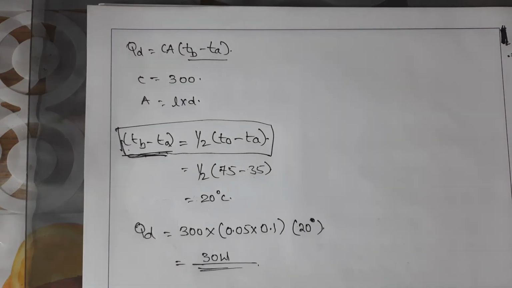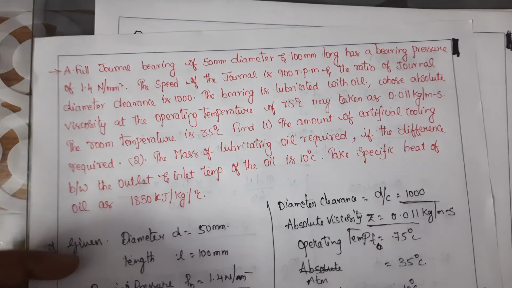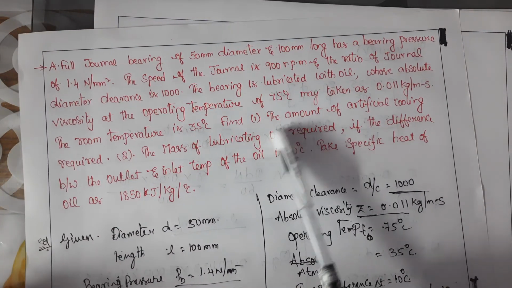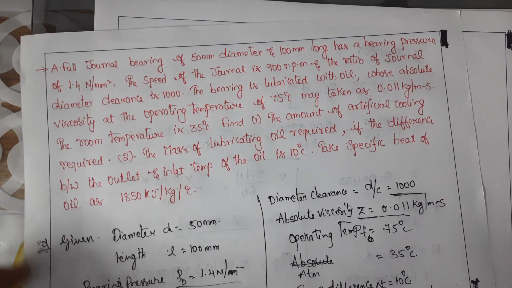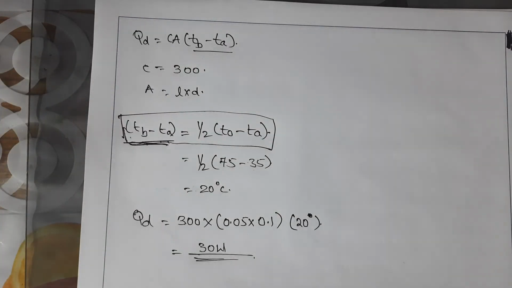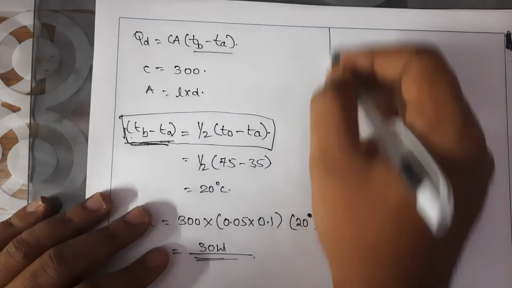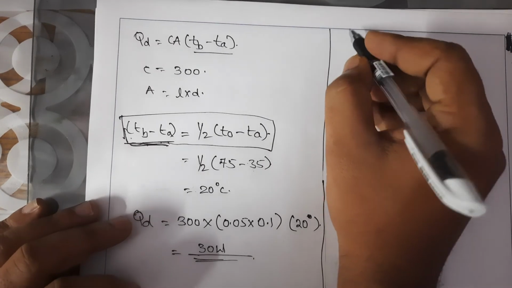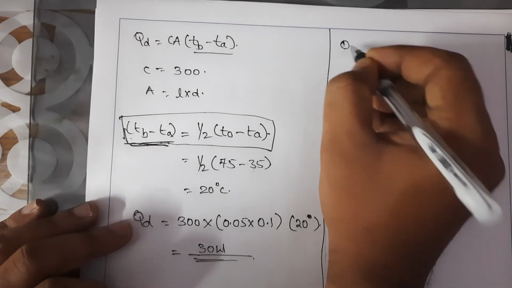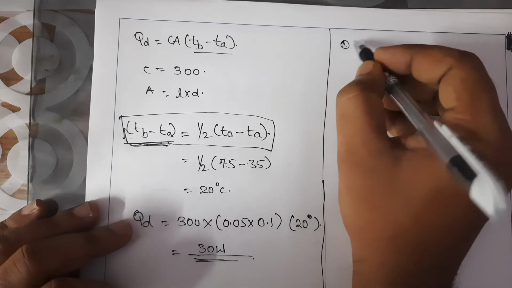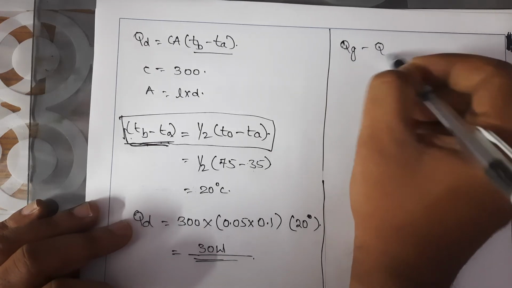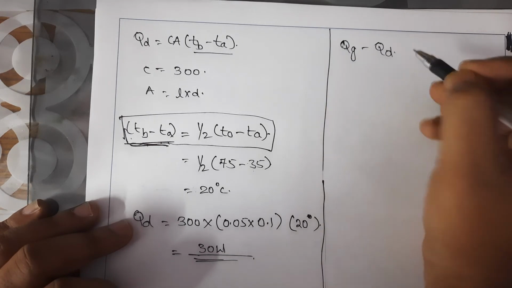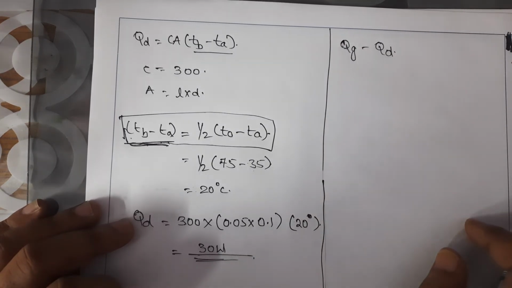The first thing that we need to calculate in the questions he has given us is the amount of artificial cooling required. For finding the amount of artificial cooling required, we have to do heat generated minus heat dissipated. So the amount of artificial cooling is equal to Qg minus Qd. Okay, so the amount of artificial cooling that is required.